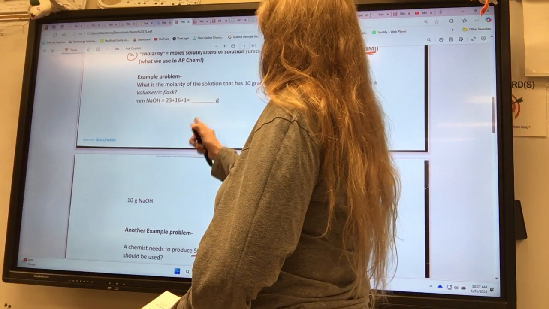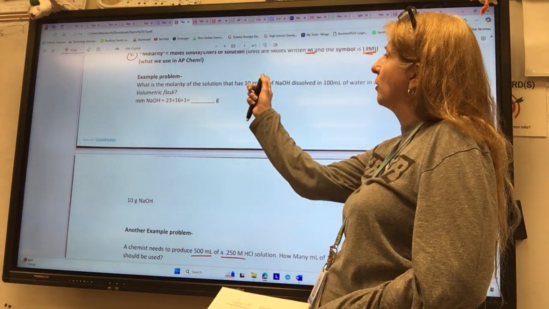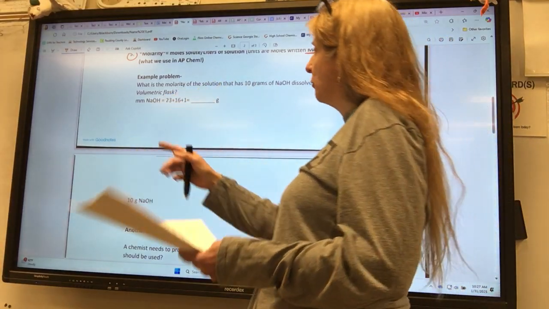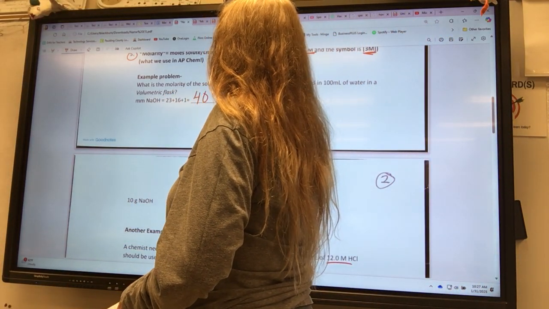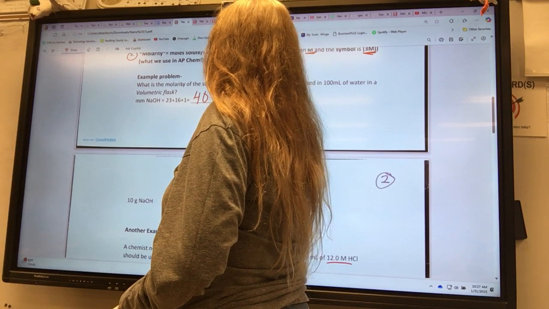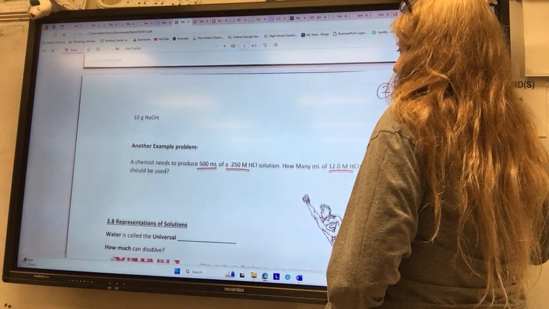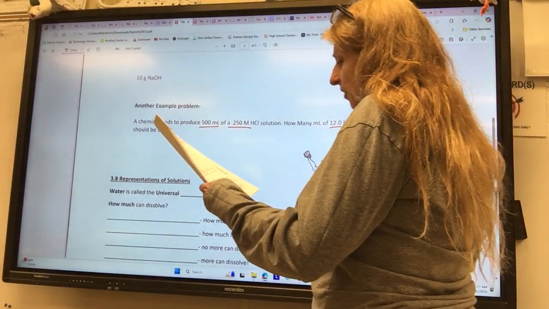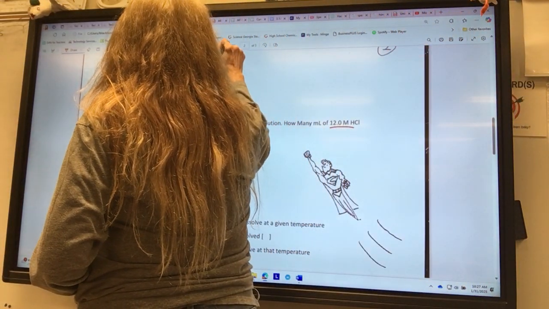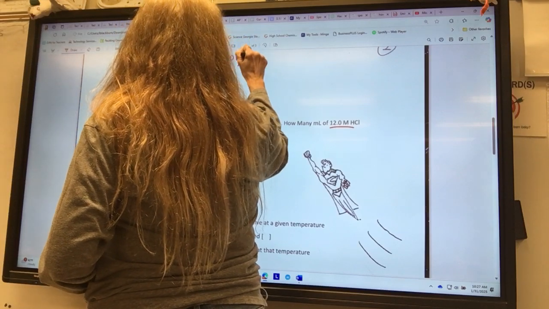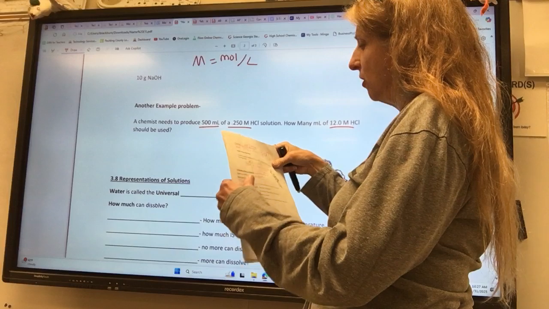Well, to get this, first of all, we have to know molar mass so that we can convert grams to moles, right? So we add these up, these are off the periodic table, and we get the molar mass of sodium hydroxide is 40 grams per mole, okay? Keep it going. Okay, so our formula here is big M equals moles per liter is what we're looking for, and that's what we want to solve for.